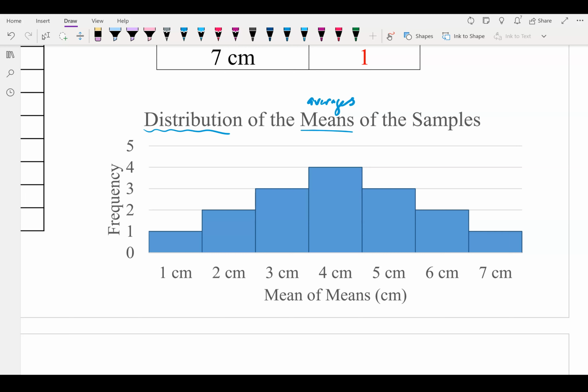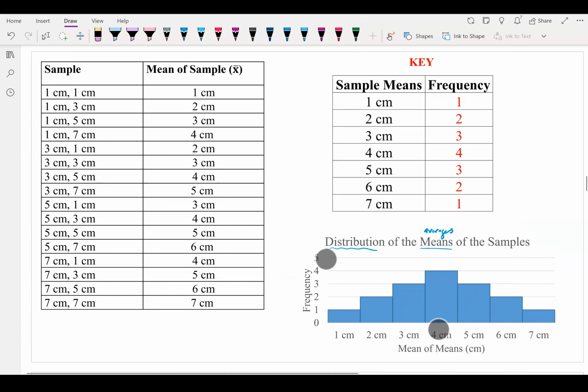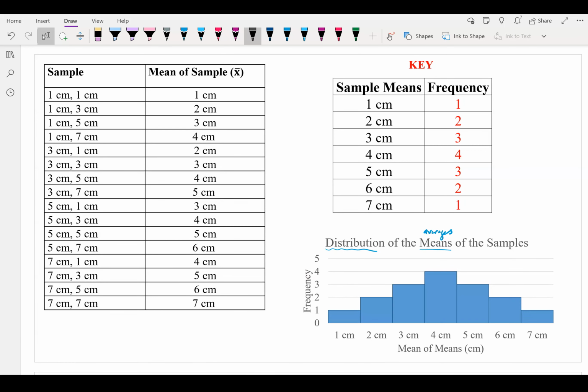Take a moment to process this concept, the mean of the means, the average of the averages. That is a very strange concept that it might take some time to process. By the way, what is the mean of the means here? Well, there's a number of ways to get that.